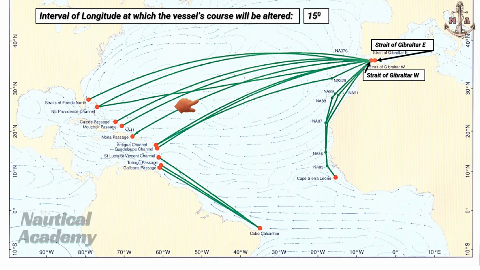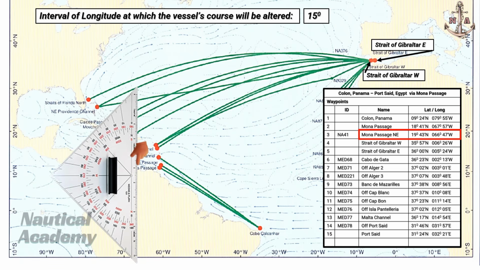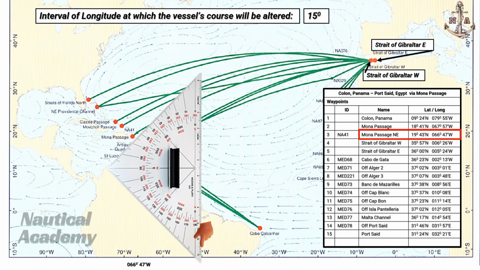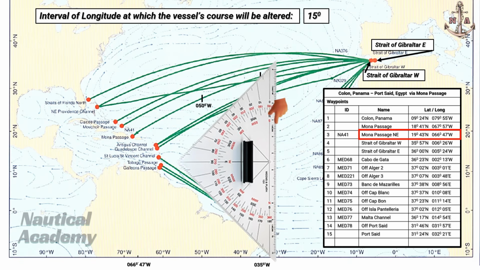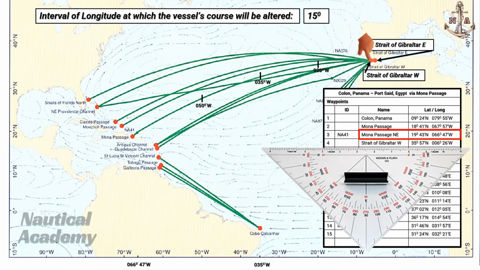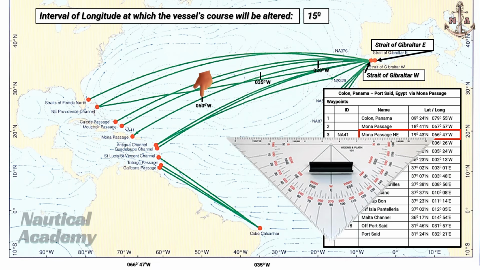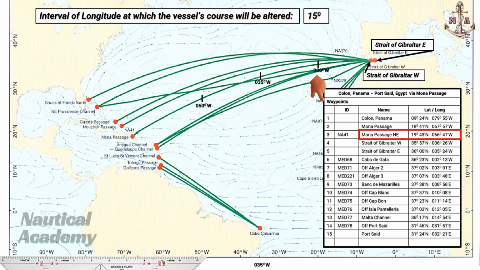The modified Great Circle track begins at Mona Passage Northeast, where the longitude is 066 degrees west. From this point, the next alteration will be made at longitude 050 degrees west, followed by 035 degrees west, and then 020 degrees west, leading to the Strait of Gibraltar west. For each selected longitude, we determine the corresponding latitude to establish the intermediate waypoints.